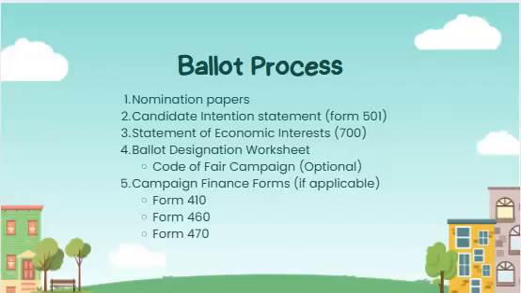And then nomination papers would be something that you obtain from your city clerk during nomination, like voting. And then for the ballot designation, you must include a brief description of your occupation and who your candidate will be for the voter guide.